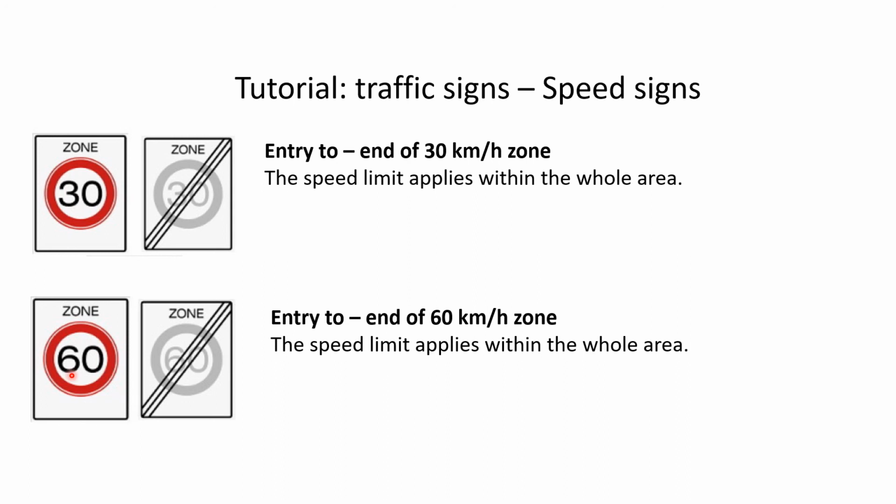The same goes for the zone 60, and the only difference is that the speed limit is different. Now you have to drive 60 kilometers per hour in the 60 zone, and when you see this sign, you can come to either the default speed or any other speed which is mentioned on the road.